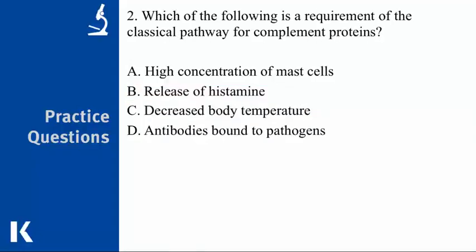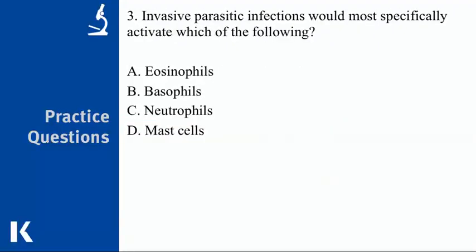The second practice question tests you on complement proteins. If you pick D, you've got the right answer. The classic complement protein pathway involves antibodies bound to pathogens. Last practice question. This one tests your knowledge of the immune response to parasites. A is the correct answer. Eosinophils are the main cells in charge of responding to parasitic infiltration.